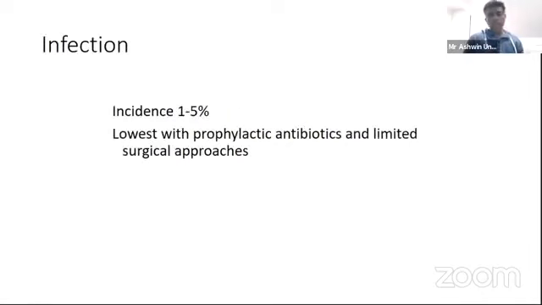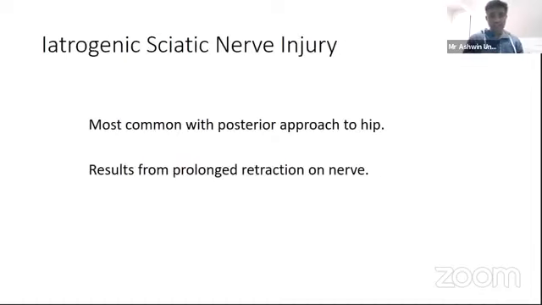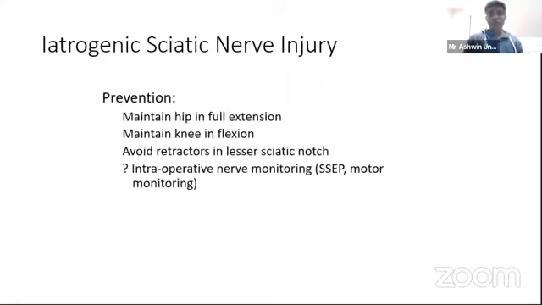Infections, if you have opened it up, are about 1 to 5%. Antibiotics are required, and the most important thing is to make sure that you have joint stability. Iatrogenic sciatic nerve injury is most common with the posterior approach to the hip, and might be because of prolonged retraction of the nerve. Prevention is by avoiding the hip in full extension or maintaining knee flexion, and avoiding retraction, to lessen sciatic nerve injuries.